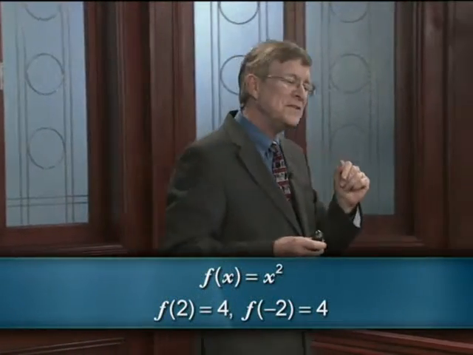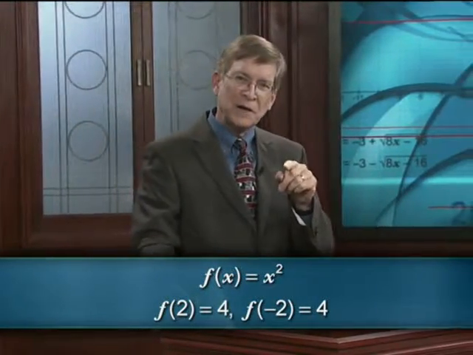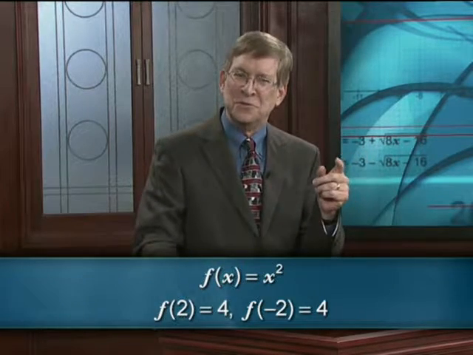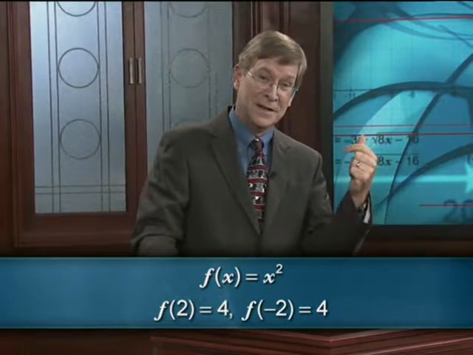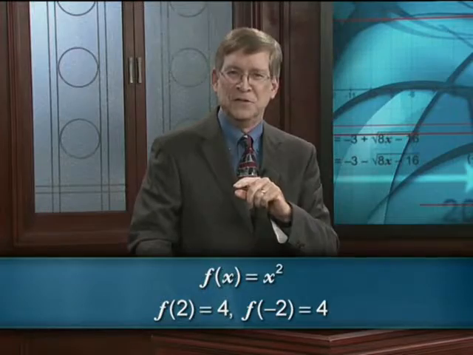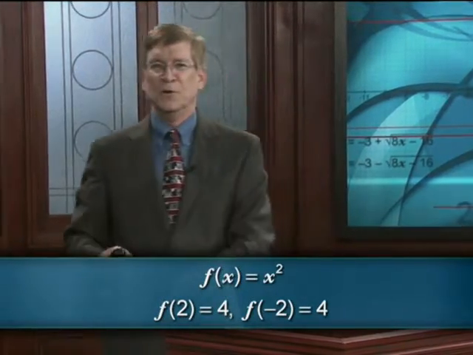In that previous example, 2 squared equaled minus 2 squared. They both equaled 4. But 2 was not equal to minus 2. So that was not a one-to-one function. And the theorem is a function has an inverse if and only if it's one-to-one. So you have an inverse if and only if you pass that horizontal line test. Okay, good. Let's do an example of that.